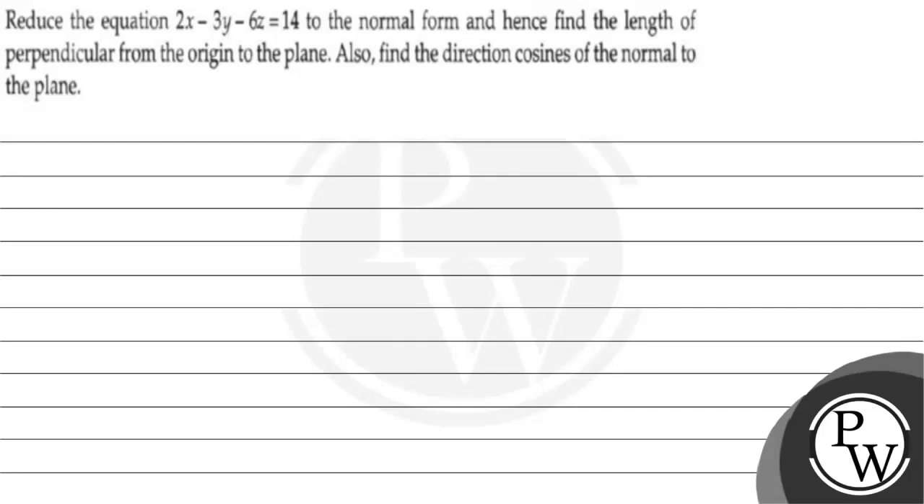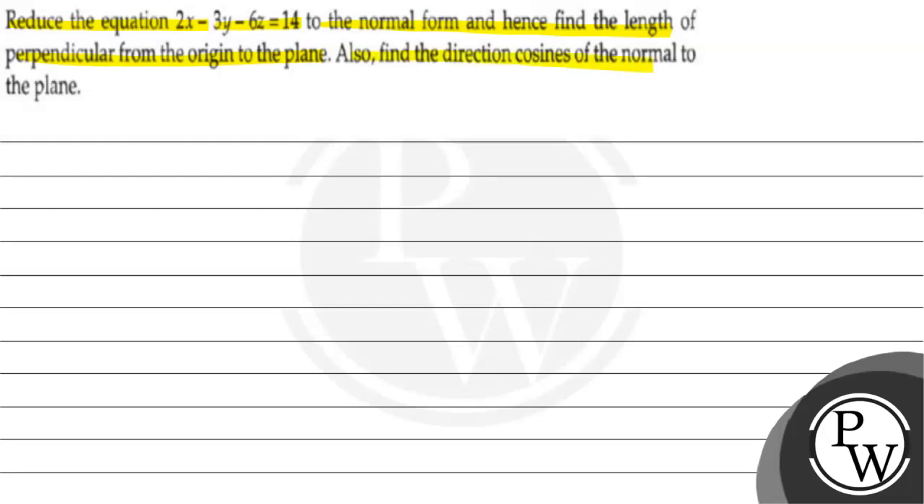चलो बच्चों, let's read the question first. Reduce the equation 2x minus 3y minus 6z is equal to 14 to the normal form, and hence find the length of perpendicular from origin to the plane. Okay, we have to find the length of perpendicular from the origin to the plane.